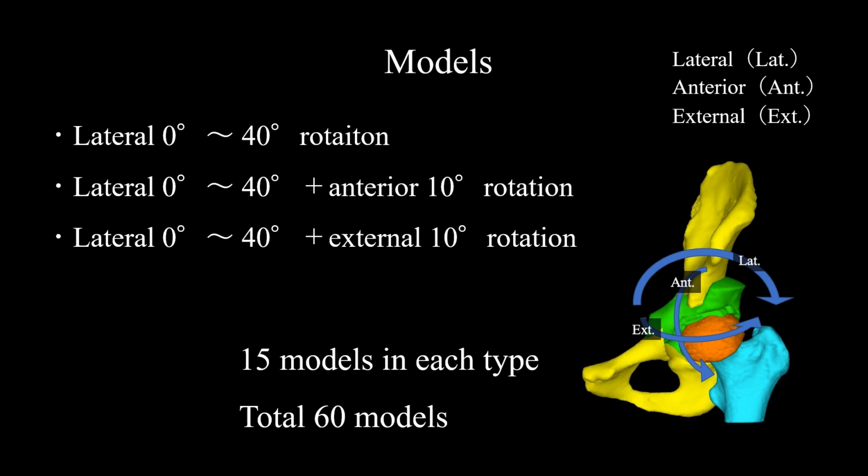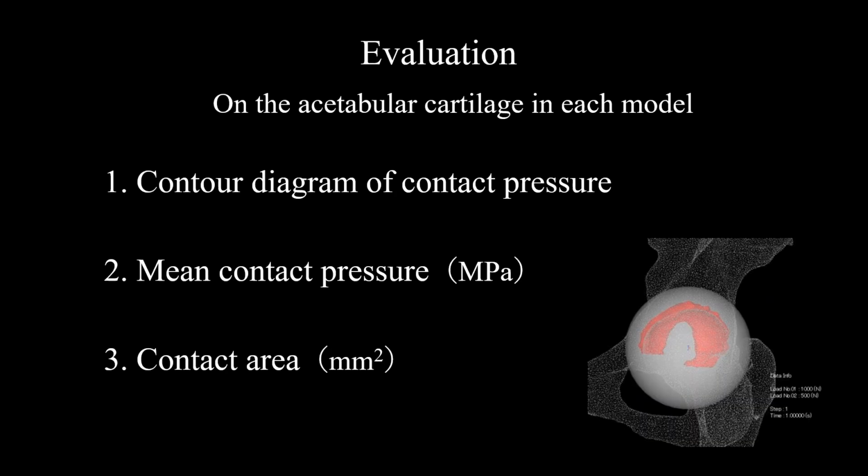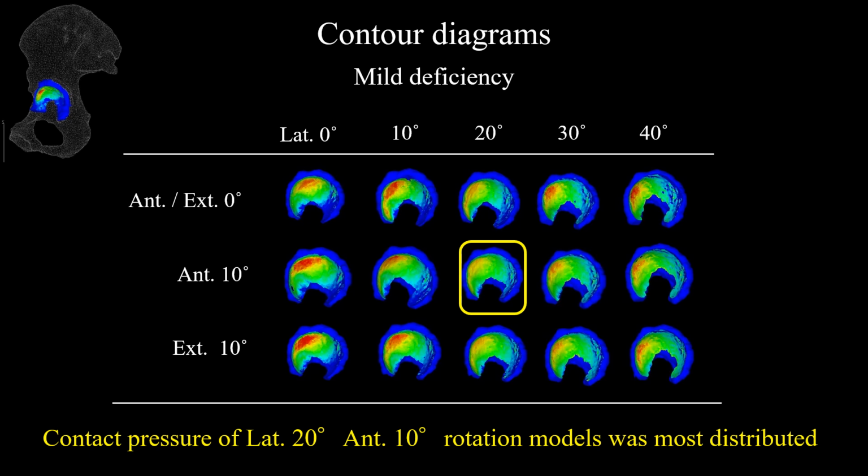Lateral 0 degrees to 40 degrees rotation models, and with anterior 10 degrees rotation or external 10 degrees rotation. 15 models each type and total 60 models were created. Evaluation. We evaluated the contact diagram of contact pressure, the mean contact pressure and the contact area on the acetabular cartilage in each model. Results.